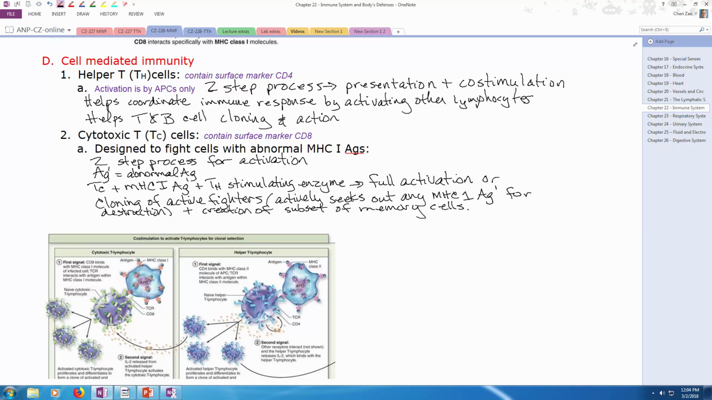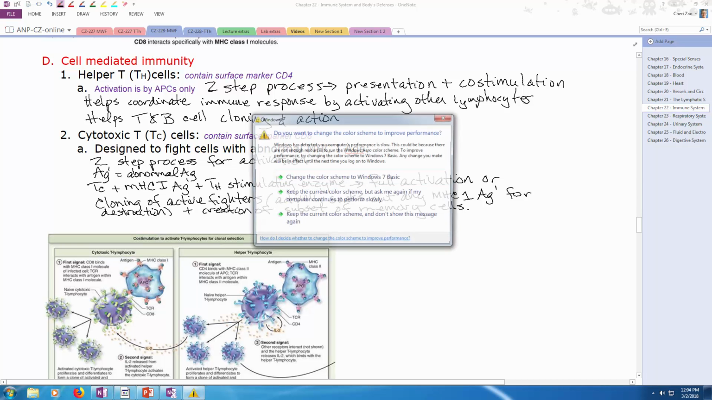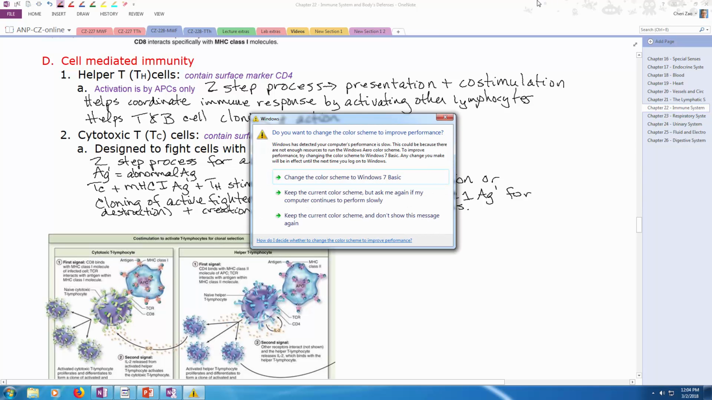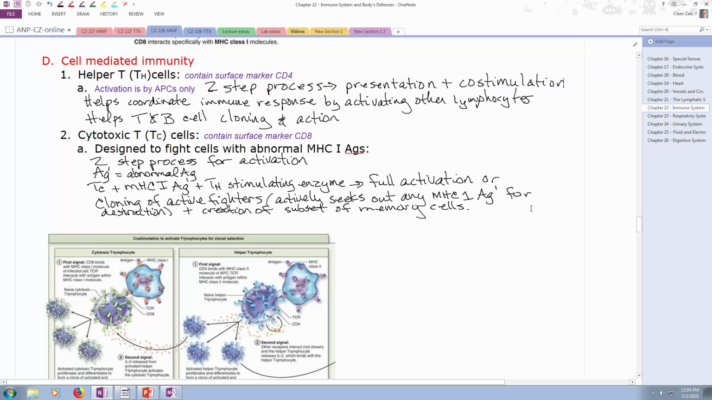They're going to go out and look for other T and B cells to help, to give them co-stimulatory enzymes, because it's a two-step activation process.